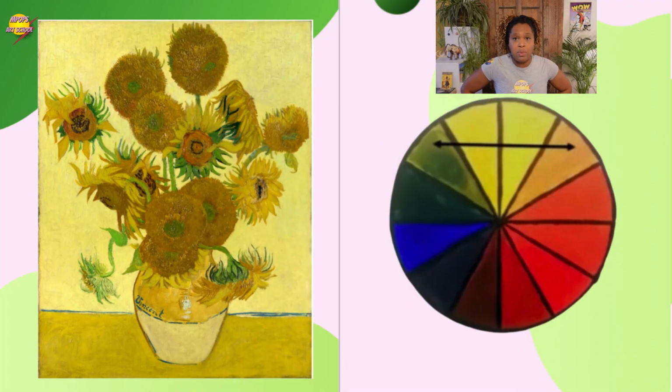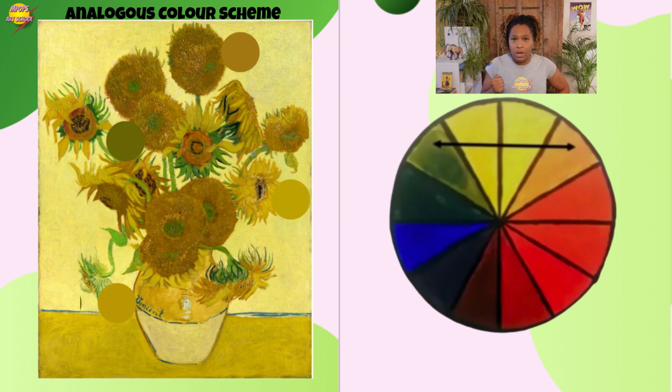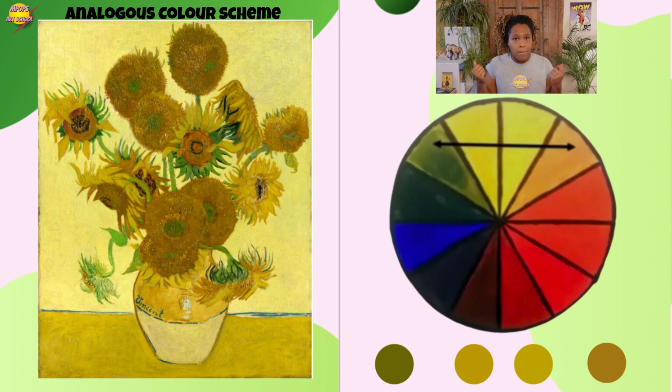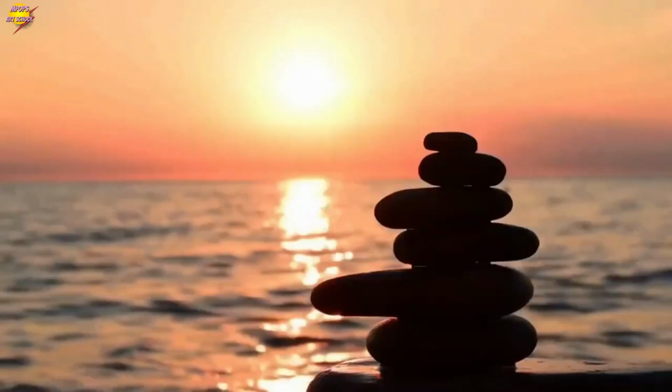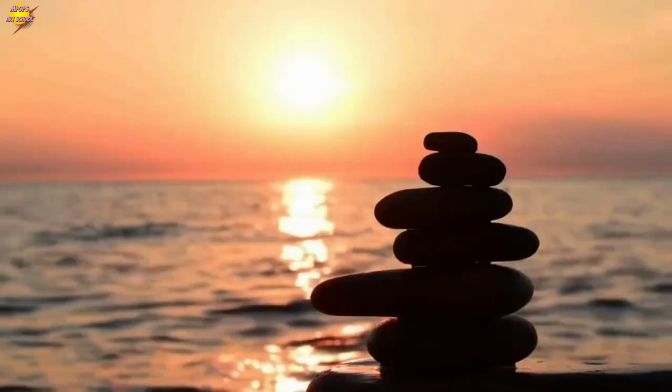Let's look at our last one. This is an analogous colour scheme. Those are colours that sit next to each other on the colour wheel, usually made up of 3 or 4 colours. You can see that it's a very harmonious painting. The mood is very mellow. It's not discordant. It's not jumping out at you. It's very relaxing, easy on the eyes. If that's the mood you want to go for, something restful, something peaceful, then use the analogous colour scheme.